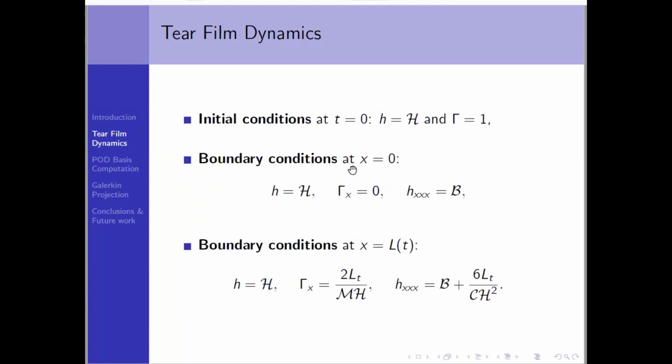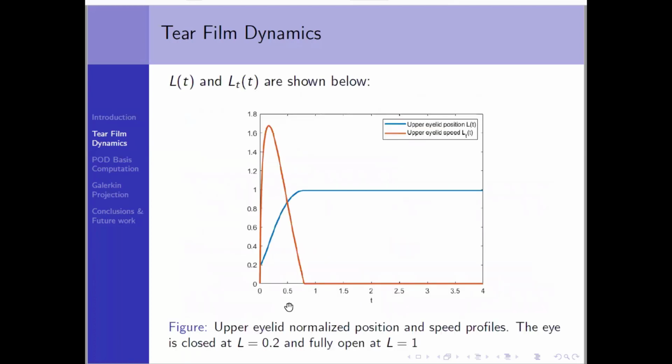As I said, at x equals 0, this is the lower eyelid, but at x equals L of t, we have a problem here. So a well-known technique to tackle this problem is to use a change of variable for x and H. Before I go there, these are the profiles of the position of the upper eyelid and the speed. At L equals 1, it is the fully open eye. And this is the speed of the opening, the orange one.